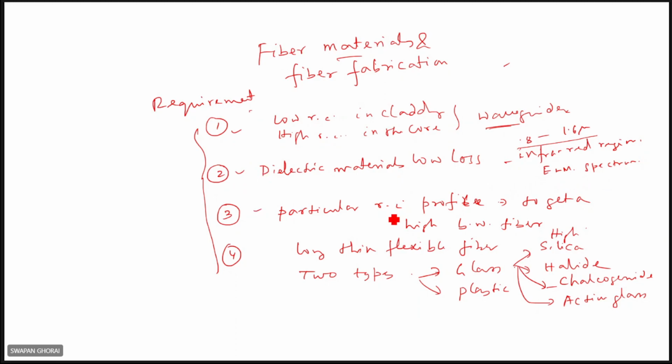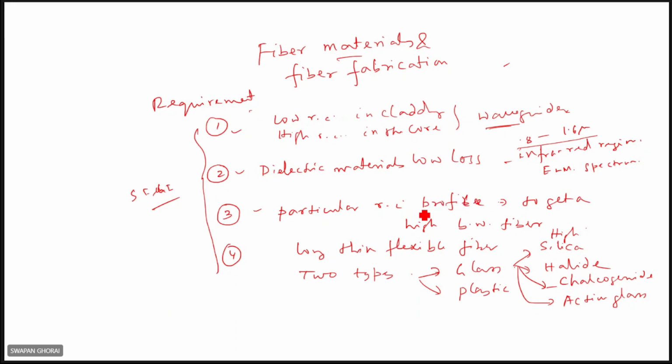The third criterion is this. We have seen SI fibers, GI fibers, etc. Particularly for GI fiber, it is to increase the bandwidth of the fiber. That is, it has a variable refractive index within the core. So within the core, you have to vary the refractive index. So the materials you choose must be such that we can have a particular profile.